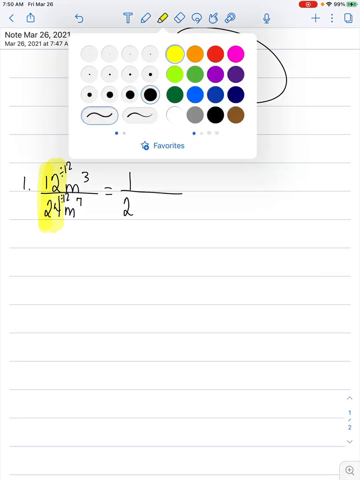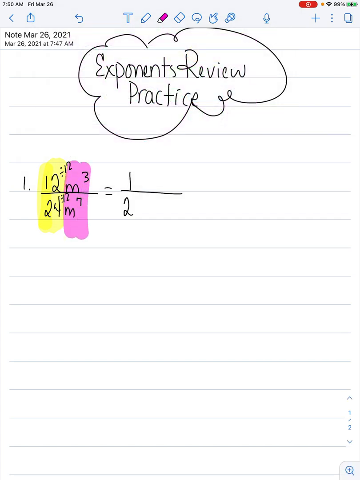Now let's take a look at our m's. I notice I have more m's on the bottom. How many more? 7 take away 3 is 4. So your final answer should be 1 over 2m to the 4th power.